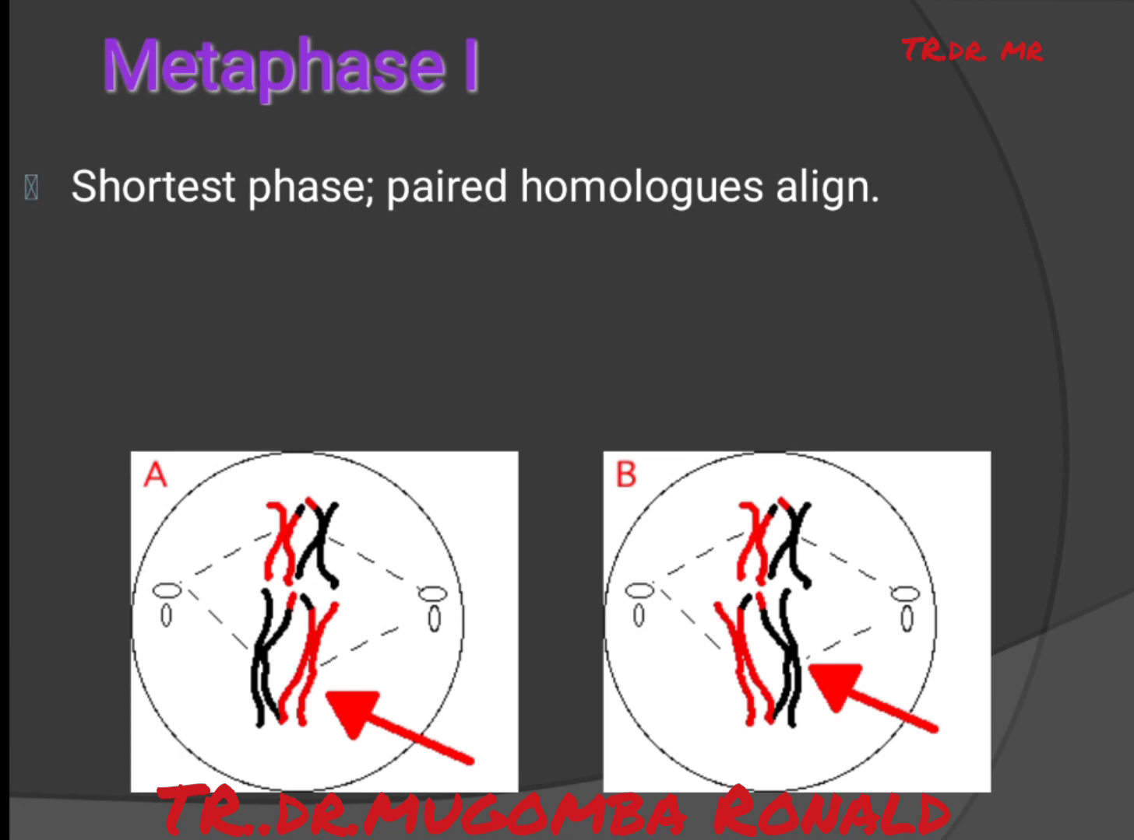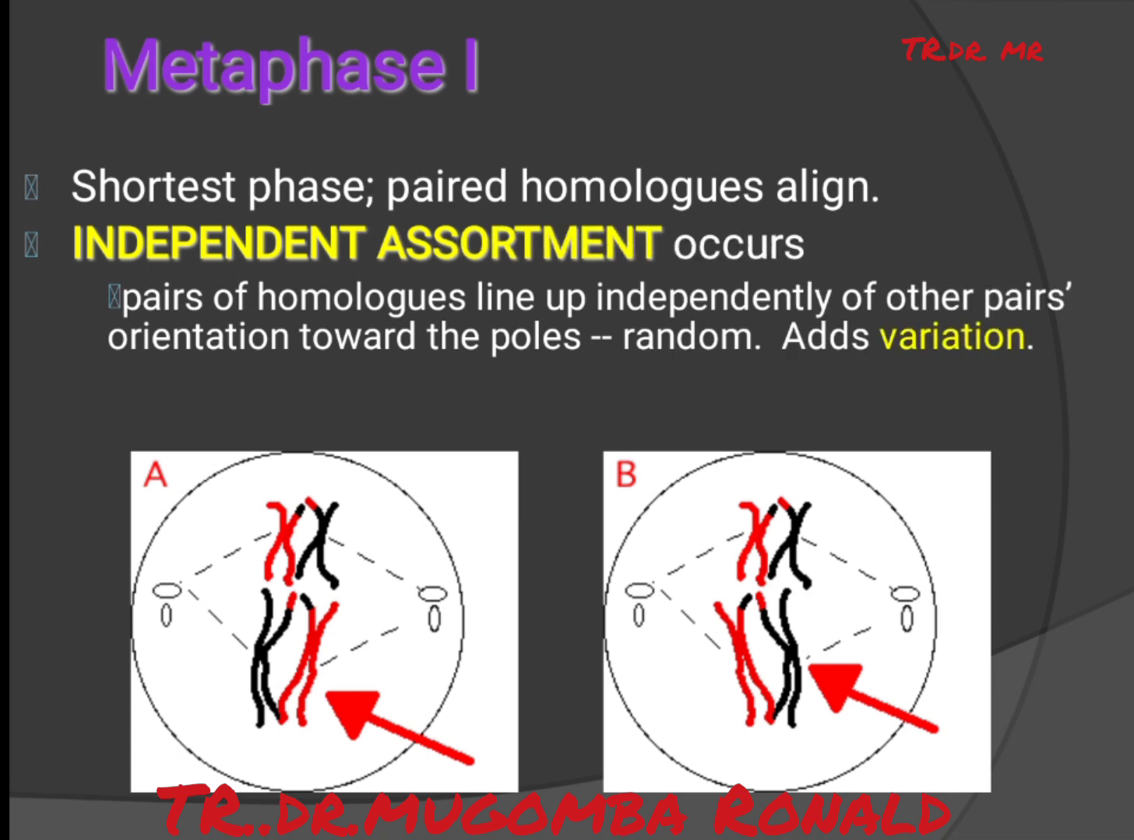The difference is that in metaphase 1, they are organizing themselves at the spindle equator in pairs, or homologous pairs. When you look at it clearly here, you can see that very well. Independent assortment takes place, and this is another source of variations, as we are going to see.